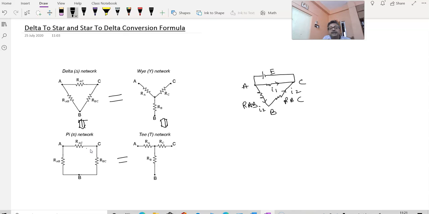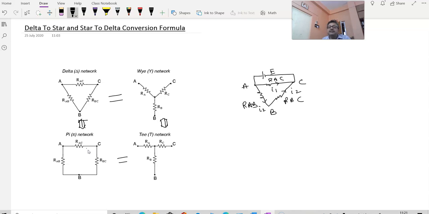What do you say the equivalent resistance between A and C? Everyone will say that this resistance, in our diagram, is RAC. RAC will be in parallel combination with the combination of these two, because they have the same current, so these two will be in series combination, and this is in parallel combination. So between A and C, the resistance will be the series combination of these two with the parallel combination of this.